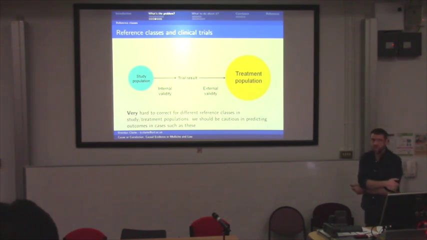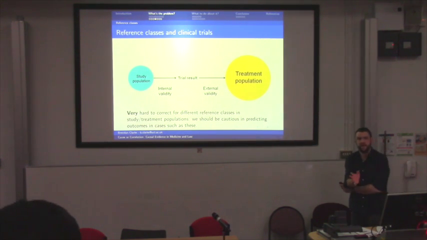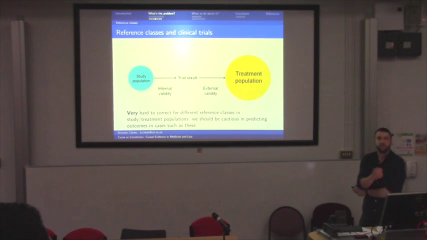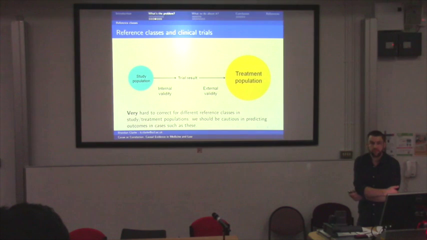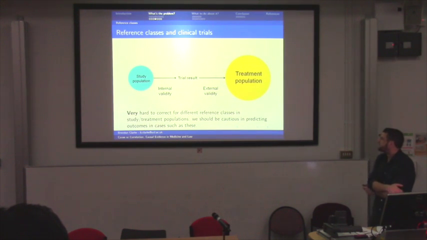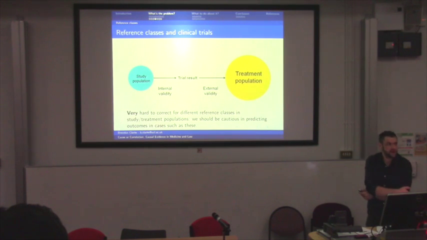And what's worse is that it's very hard to do anything about this. It's very, very hard to take a trial result that is developed on one population and apply it to another. Extremely hard, in fact. And it means that we should be very cautious in predicting outcomes when that kind of thing happens.